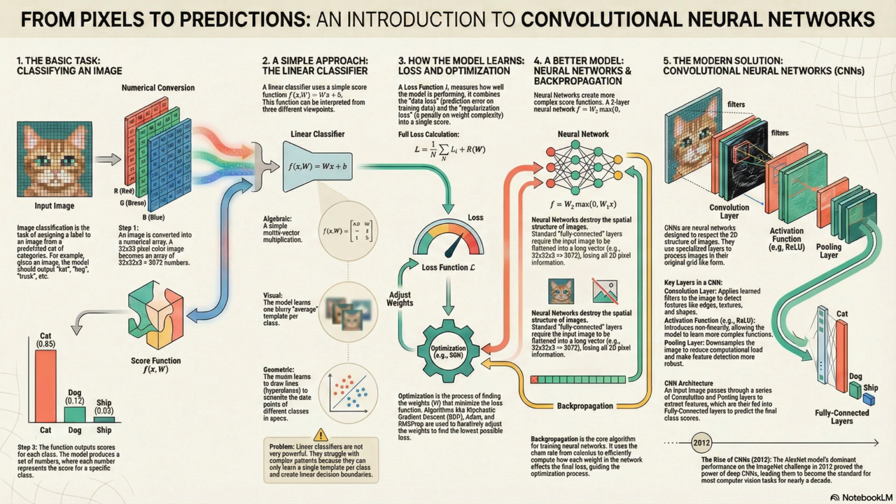Exactly. And to start, we have to establish what an image even is to a computer. It's not a photo. It's just a stack of numbers. Okay, let's unpack that fundamental translation. When you upload a picture of, say, a puppy, the computer doesn't see fur and a tail. What does it see? It sees a massive array of numbers.